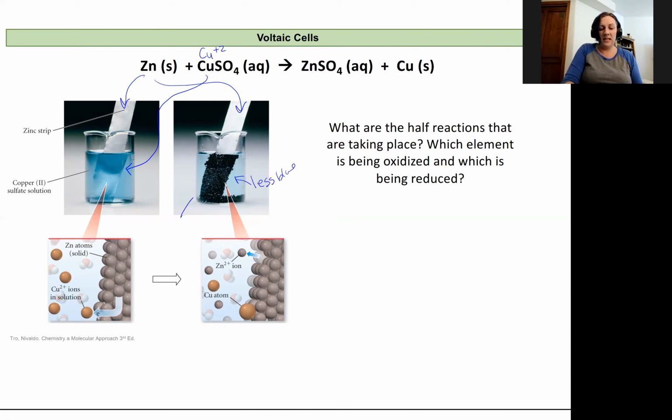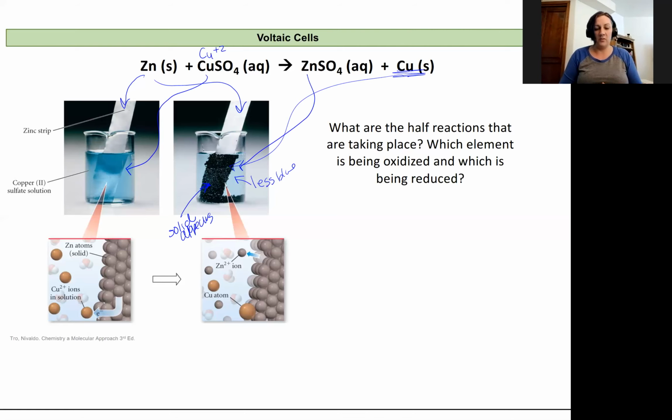And we see this solid appear on our zinc metal. That's really copper that's forming right there. And our solution, our copper sulfate, is decreasing in solution, and we're replacing that with zinc ions instead, which are not blue colored.